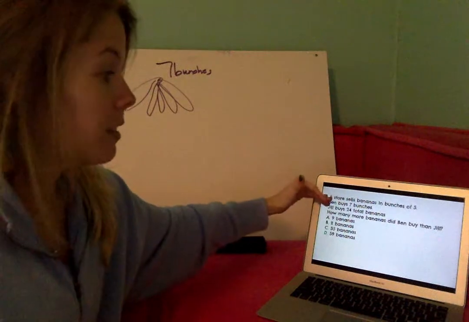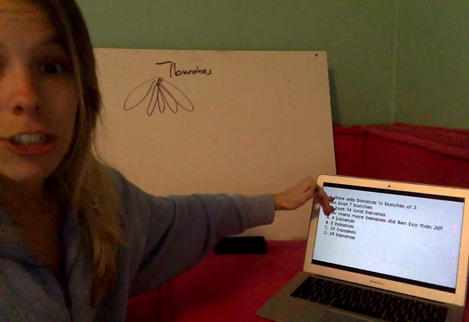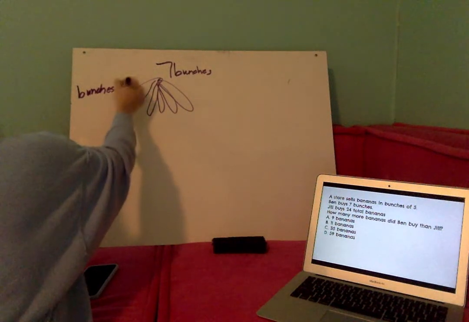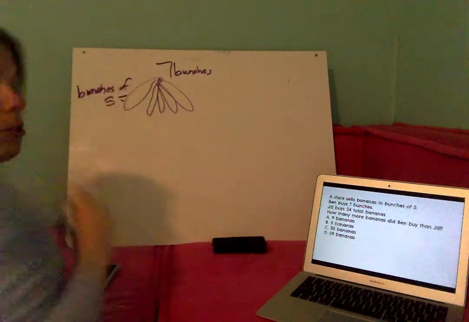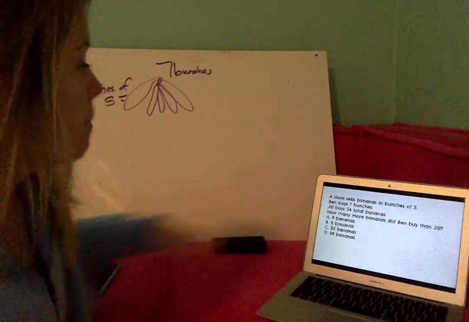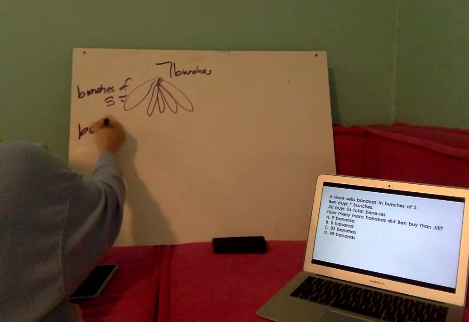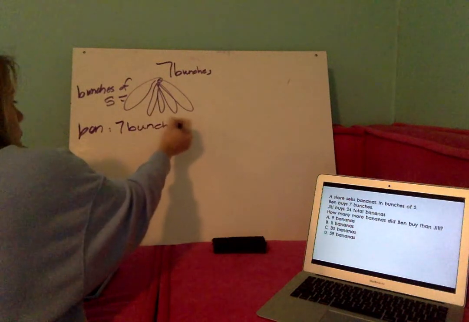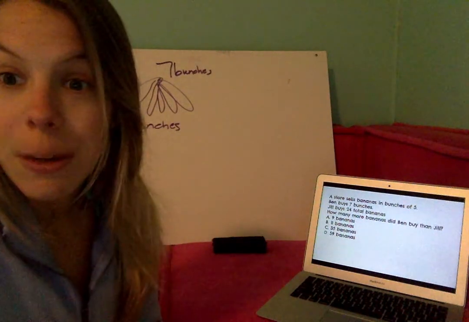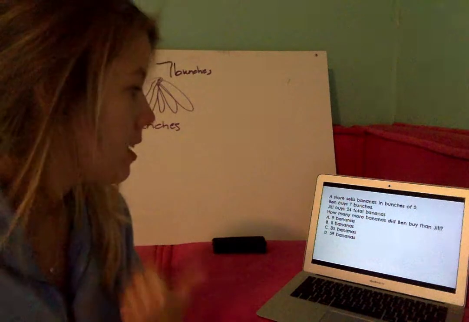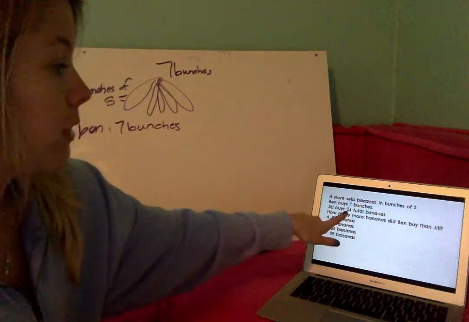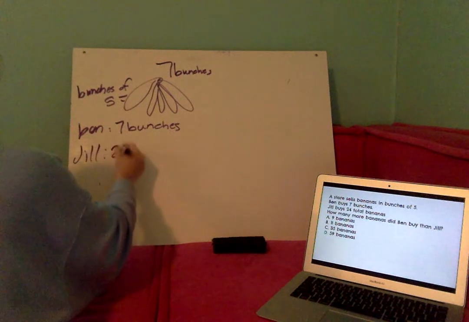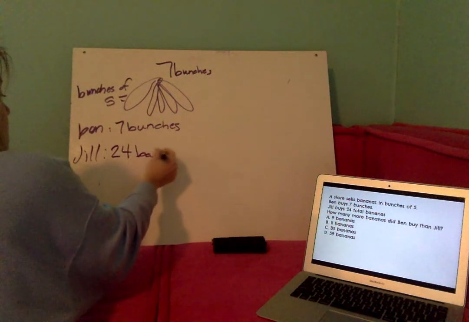A store sells bananas in bunches of 5. So bunches of 5. Here's my beautiful picture. And then Ben buys 7 bunches. We don't know how many bananas, we just know bunches. Jill buys 24 total bananas. So Jill has 24 bananas.